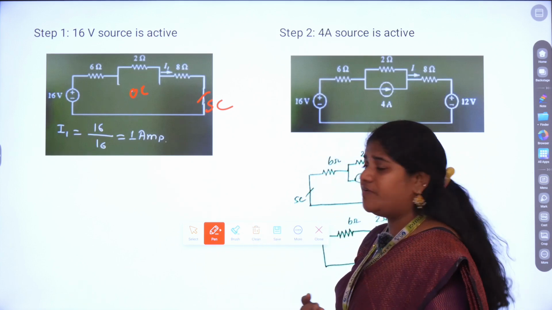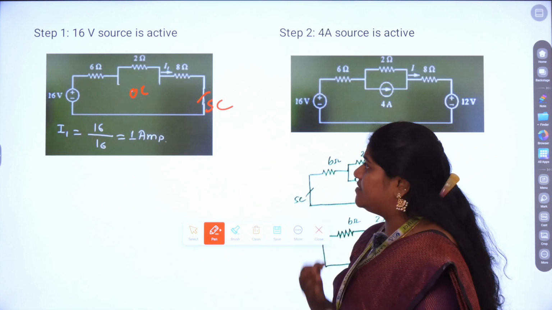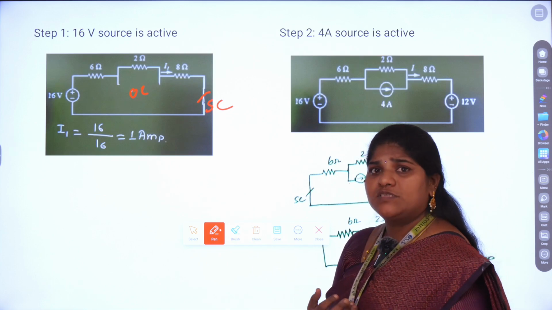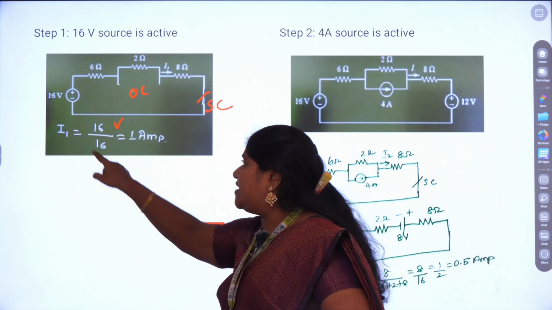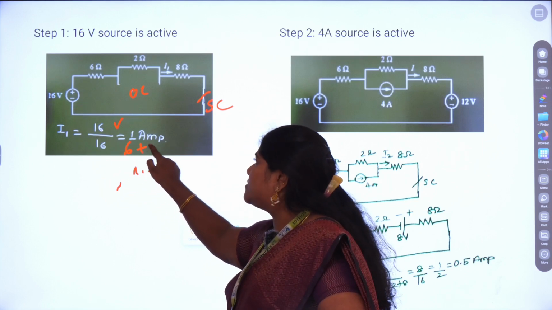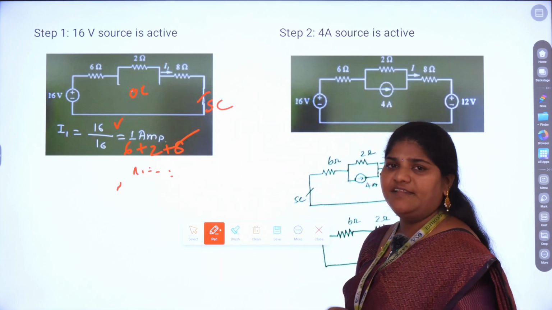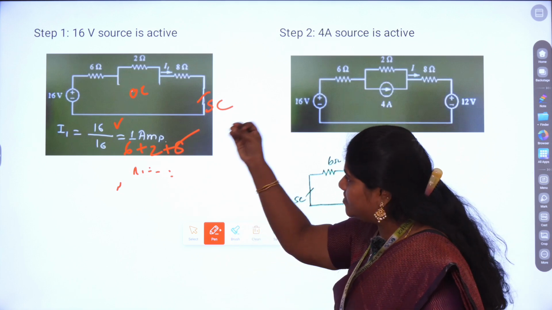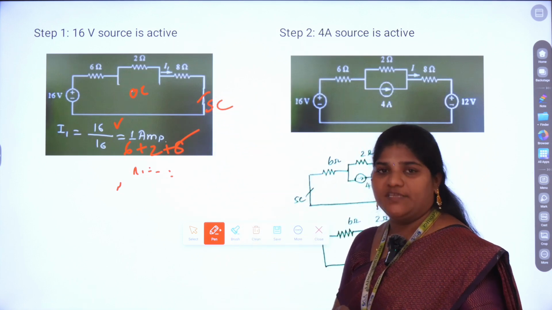Now your circuit becomes very simple, with only 3 resistors connected in series and a 16 volt battery. Now what could be the current? By Ohm's law, very simple, current I is equal to voltage V, which is 16, divided by this resistance R, which is nothing but the sum of 6 plus 2 plus 8, because all the resistors are connected in series. So the answer is 1 amp. Because of the 16 volt source, only 1 amp current is flowing through the 8 ohm resistor.